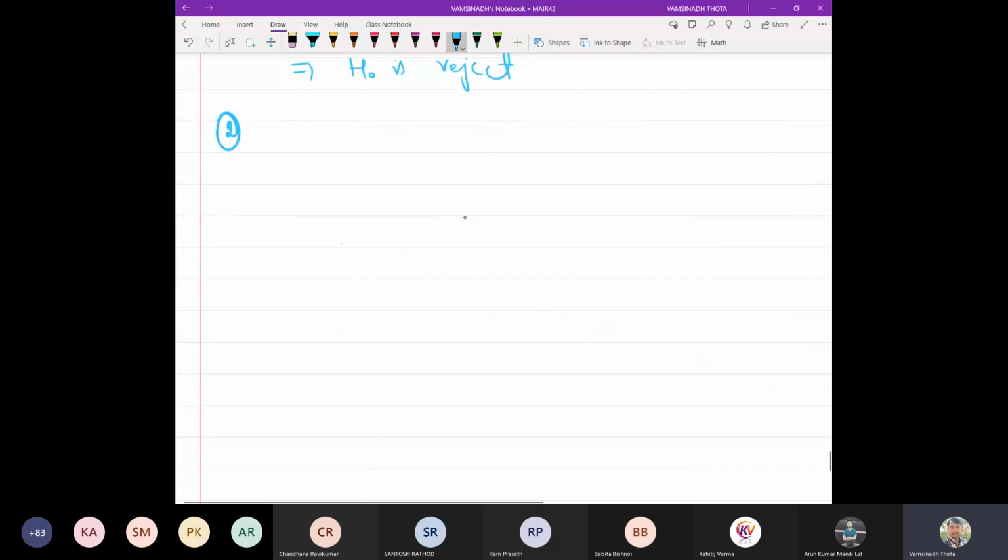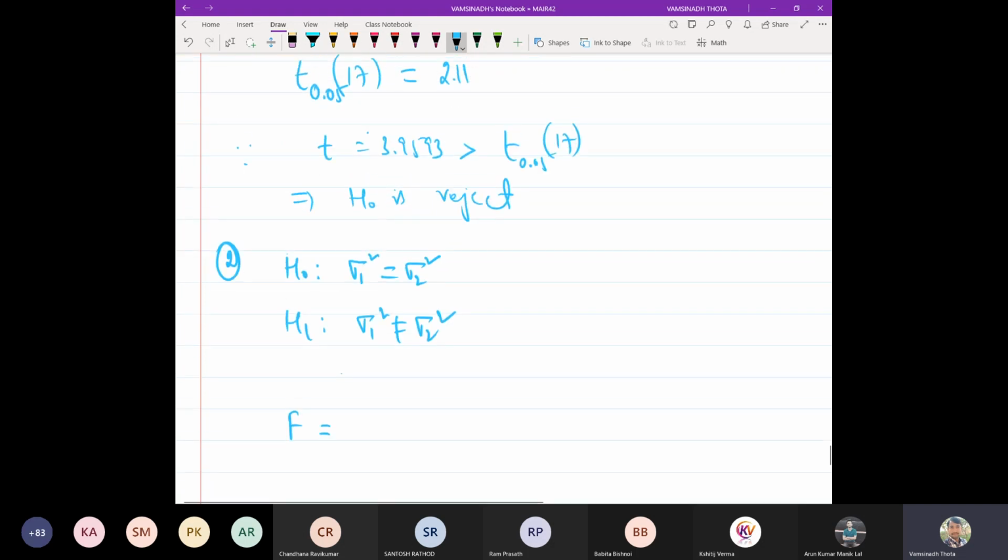So again for the F-test also, there is some H naught. H naught is that the population estimates of the variances, there is no significant difference between the estimates of the population variances. And H1 says, yes, there is a significant difference between the population variances. Now the test statistic is given to be here, which one?